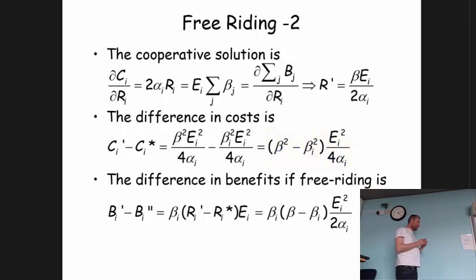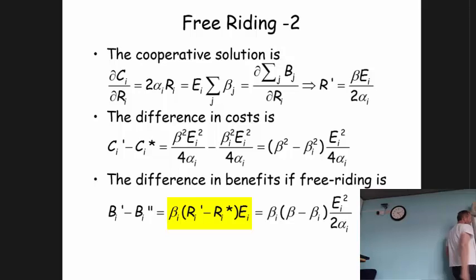The difference in benefits is not beta prime minus beta star, because you assume that everybody else continues to cooperate. So their emissions don't change, but your emissions do. So the benefits of that is beta double prime, and that is this expression here, beta I times Ri prime minus Ri star, but all the others continue to do the same, so there you have Rj prime minus Rj prime. That just drops out, right? So the only thing that matters is your own emissions, and then the difference between cooperative and non-cooperative behavior.